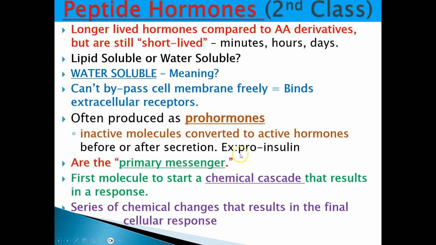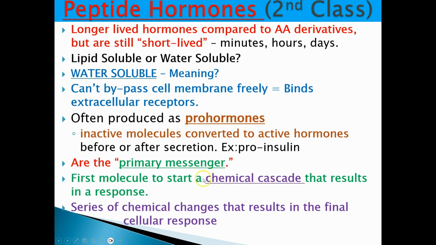It'd be chemical 1 becomes chemical 2, chemical 2 becomes chemical 3, chemical 3 to 4, all the way down to 8. When we reach chemical 8, a cellular response occurs. Well, peptide hormones are the first chemical that start this chain reaction, so they are called the primary messenger. They start the chemical cascade. Okay, so for now, just know these terms. Start thinking about what a chemical cascade is.